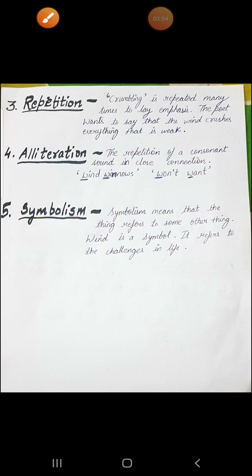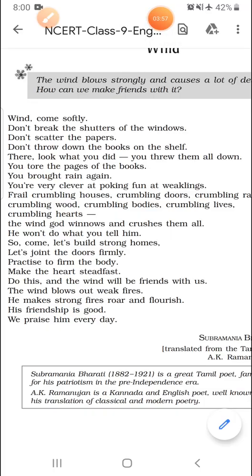Alright. Now let's start our poem. Before starting the poem, I want to give you the introduction to the poem. We all know that wind is a natural phenomena. In this poem, the poet talks to the wind. The power of wind has been described, and the poet says that wind is destructive. He has linked the destructive power of wind to the difficulties of life and says that the weak people break down, but stronger people emerge out of this difficult condition.